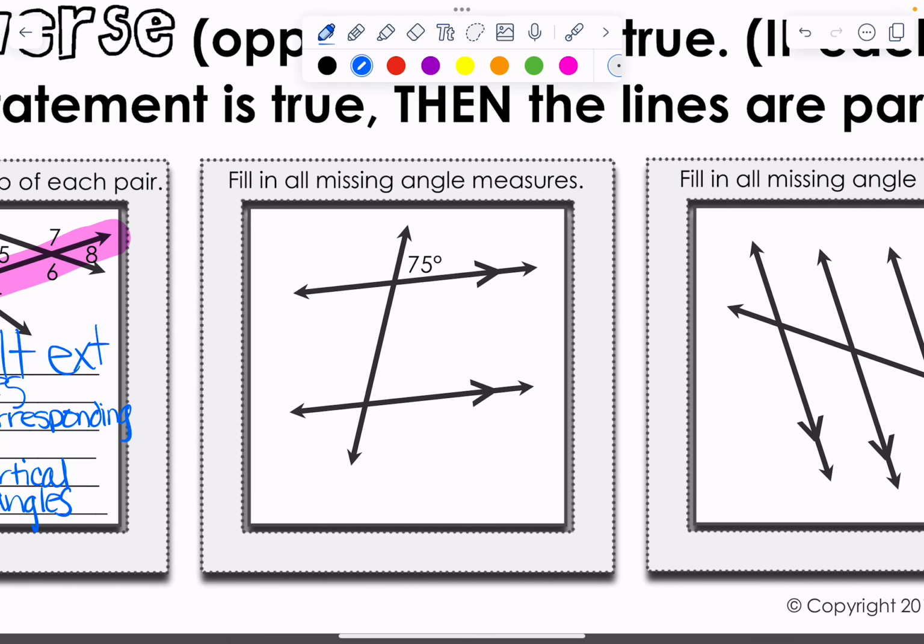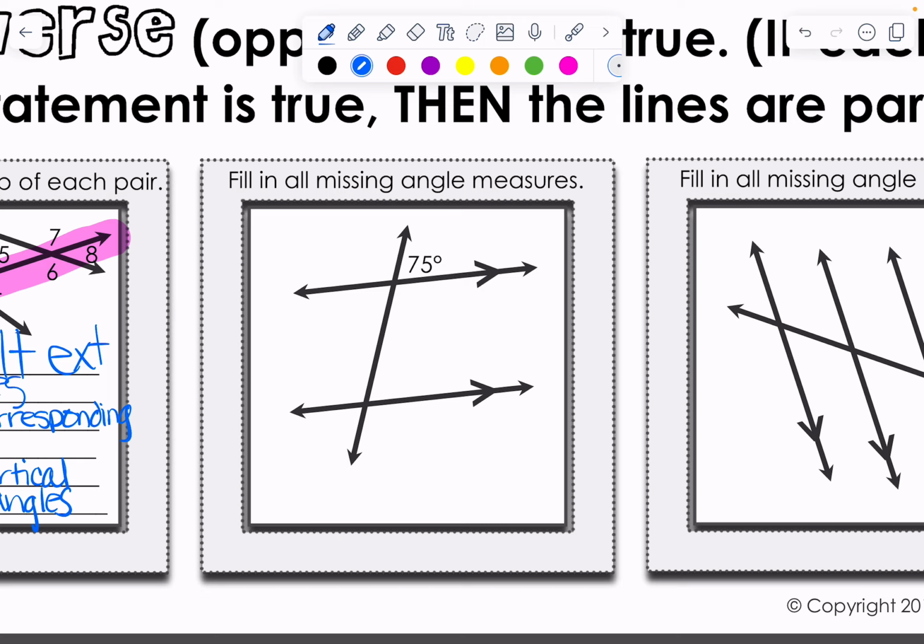On this next chart, it says fill in all the missing angle measurements, and we're told that the angle up here is 75 degrees, okay? So I want you guys to pause the video and see if you can figure out what the different angle measurements are. And so as we go through and we figure out these different angle measurements, we can start to use all of the different angle relationships that we know about.